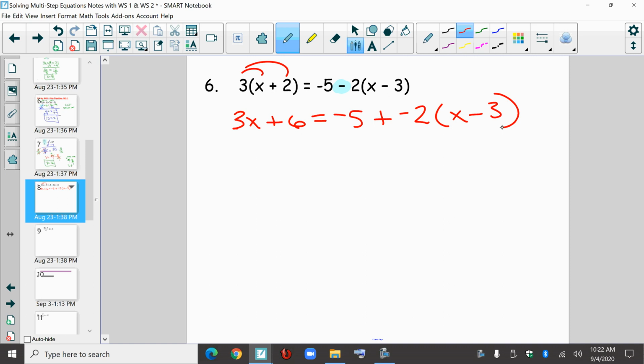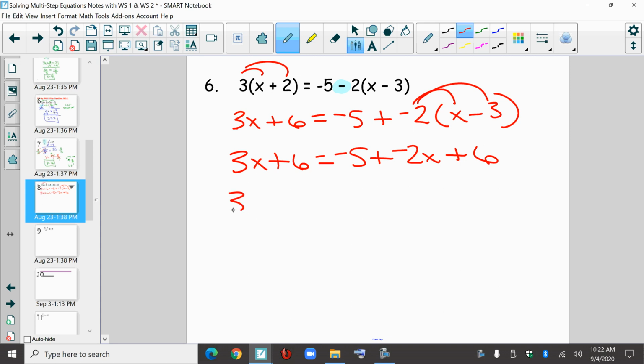Changing that minus to a plus negative makes your brain realize that you are distributing not just a +2, but a -2 to those parentheses. It also keeps you from combining the -5 and the -2, which would be very wrong. So this is -2x plus 6. So now that I've gotten rid of parentheses over the entire thing, what we have to do now is go right ahead and combine like terms on each side of the equation.